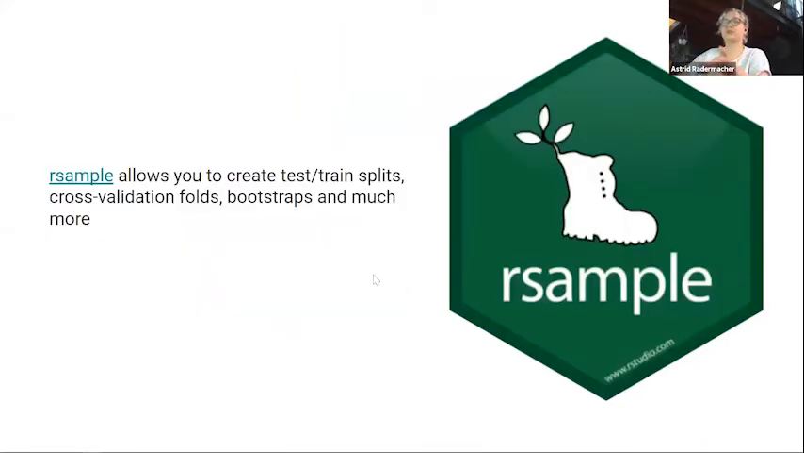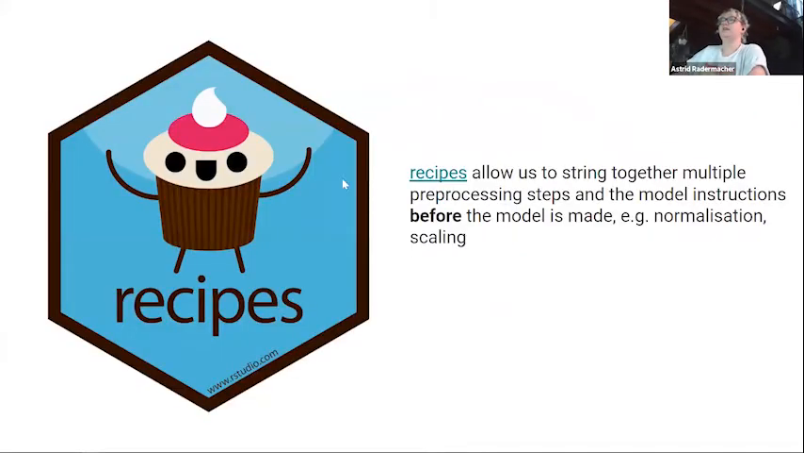Cool. So rsample allows you to create test train splits, cross-validation folds, bootstraps, and a lot more. Recipes allow us to string together multiple pre-processing steps and the model instructions before you actually create the model. So here you can basically create a flow of pre-processing instructions, like scaling, normalizing, so that every time you add a model to this pre-processing workflow, it's consistent between the models.